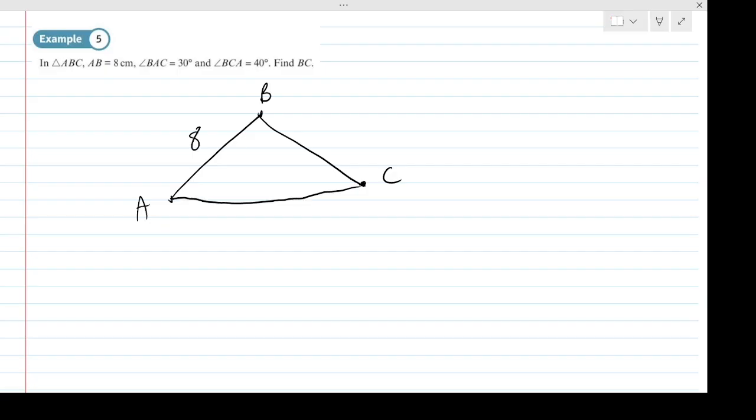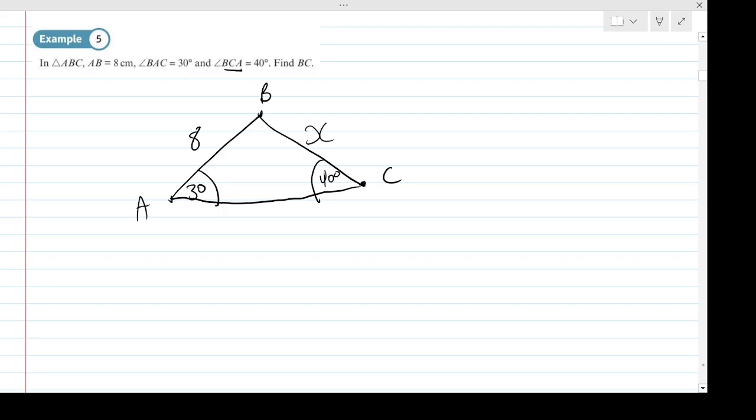Okay, and then we also know stuff about angles as well. So angle BAC, so it's the angle at A here, that's 30, and the angle BCA, that's the angle at C, because how we do this angle notation, BCA, the C is in the middle, so the angle is at the point C there, and that is 40. So that's our triangle. We need to find the length BC, so that would be this length here, which I'll call x.